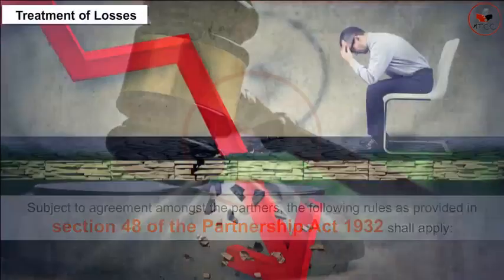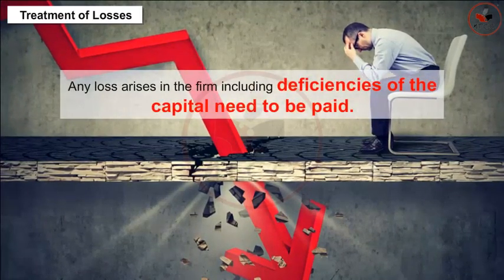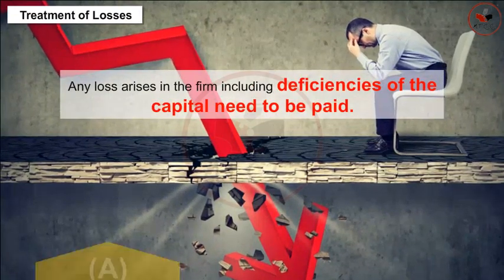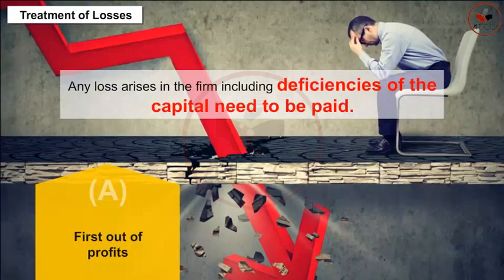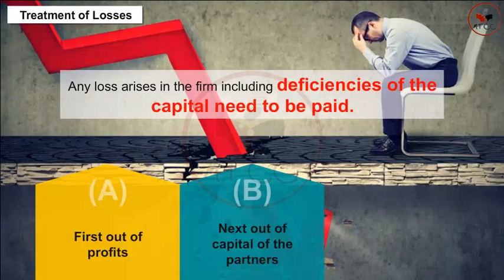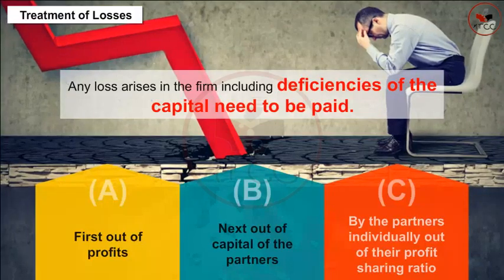A. Treatment of losses. Any loss arising in the firm, including deficiencies of the capital, need to be paid: A. First out of profits. B. Next out of capital of the partners. C. By the partners individually out of their profit-sharing ratio.